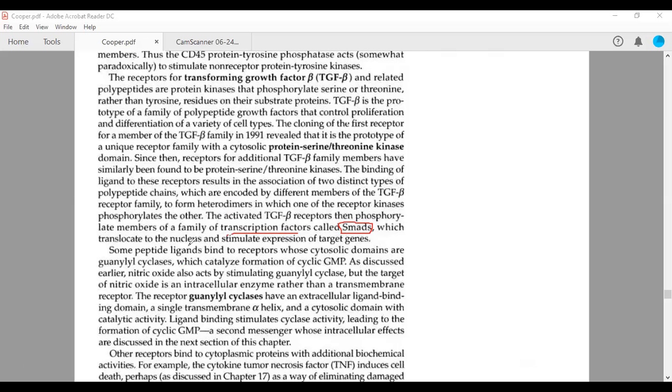They will translocate into the nucleus and stimulate the expression of the target genes, the genes which are under the control of these transcription factors. So transforming growth factor beta is a kinase which will phosphorylate either serine or threonine. They are activating some of the transcription factors called SMADs, and they are controlling the gene expression. Okay.